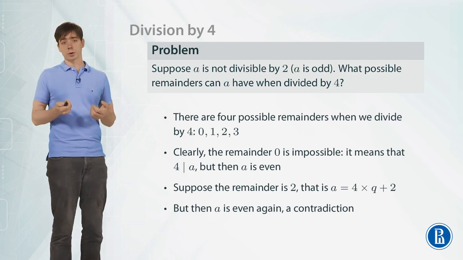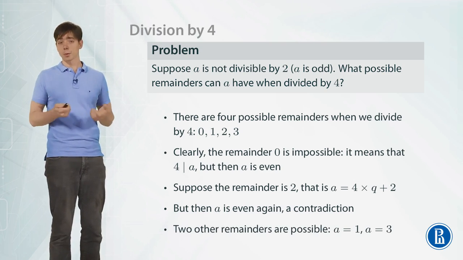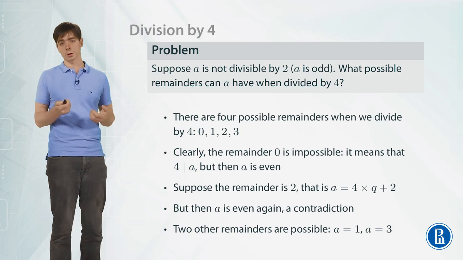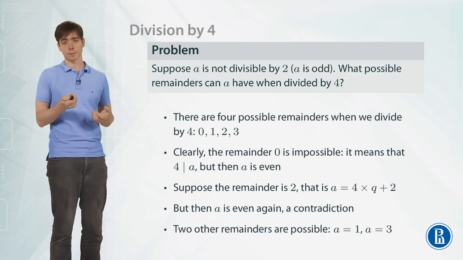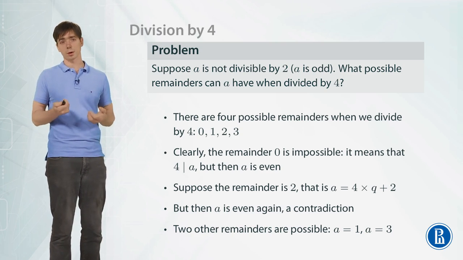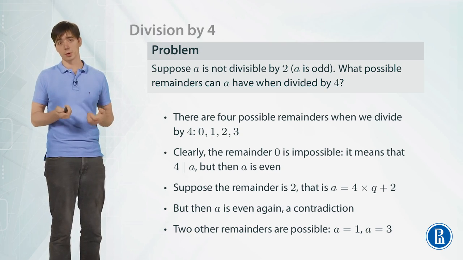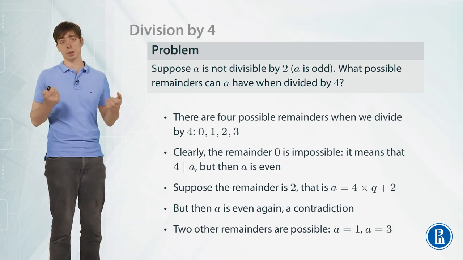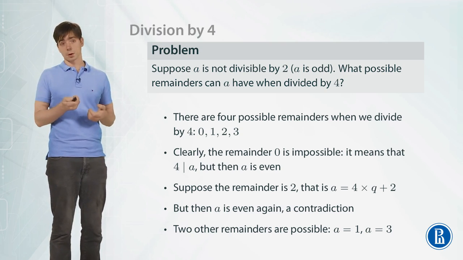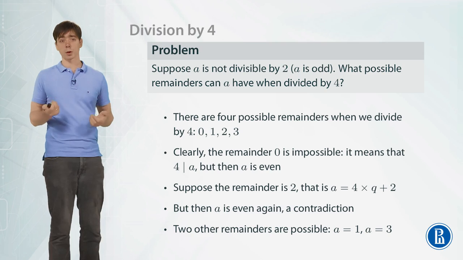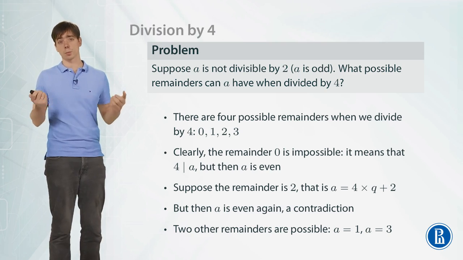There are 2 remainders left, 1 and 3, and they are both possible. So here are simple examples. a is equal to 1, and if we try to divide 1 by 4, then clearly the remainder is 1, and a is equal to 3 is another example. If we try to divide 3 by 4, then the remainder will be 3. So the remainders 1 and 3 are possible, and the remainders 0 and 2 are impossible.